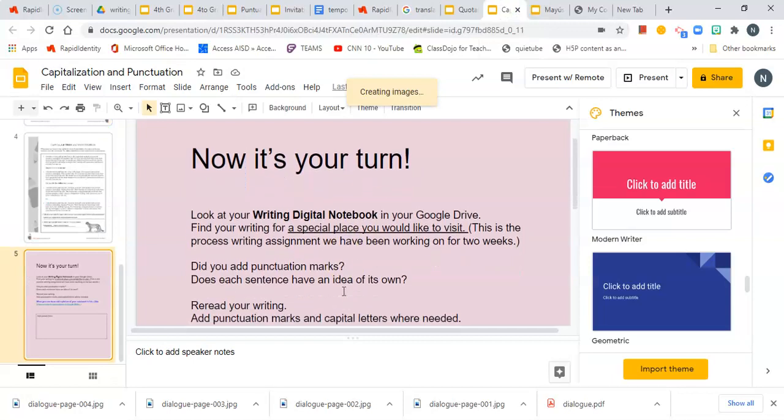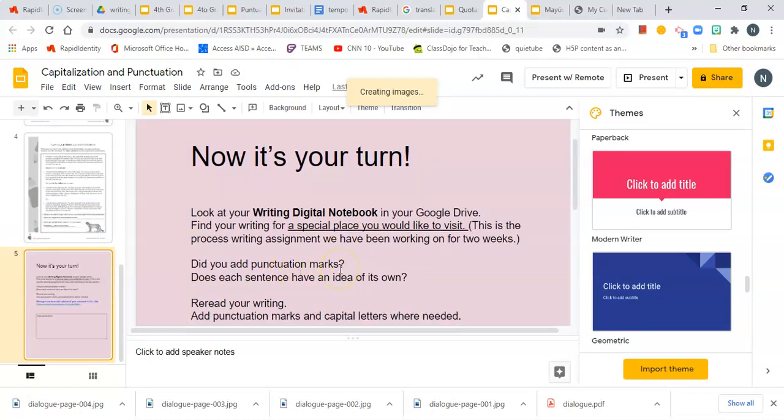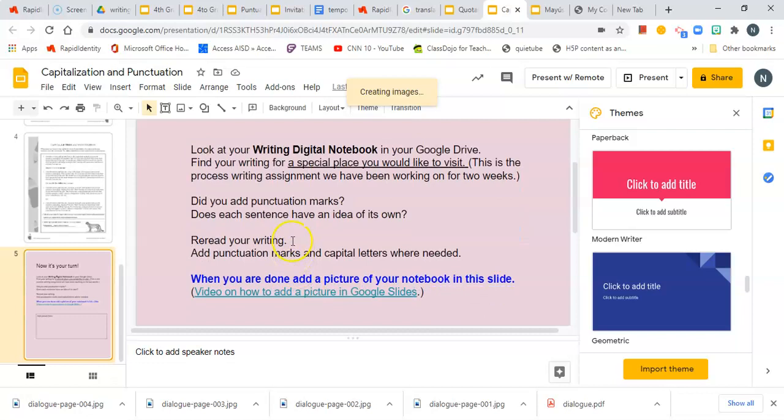Now look at it. Did you add punctuation marks? Does each sentence have its own idea? Reread your writing. So I want you to read it again. And then I want you to add punctuation marks and capital letters where needed. When you are done, add a picture of your notebook in this slide. If you did it on a piece of paper in a notebook, then add a picture of your notebook here.